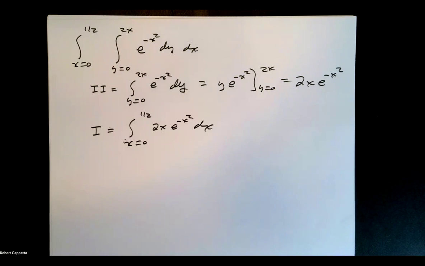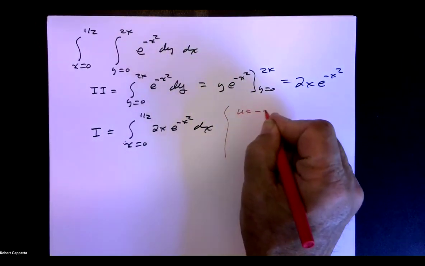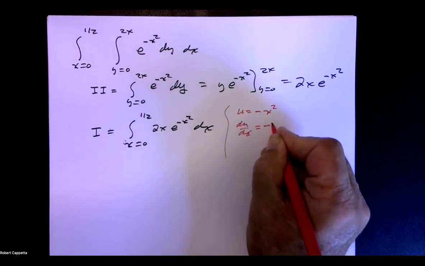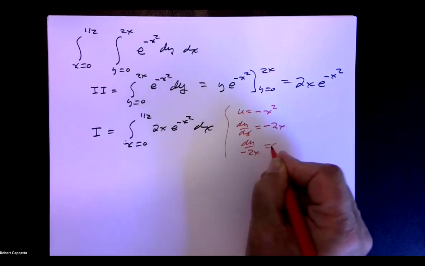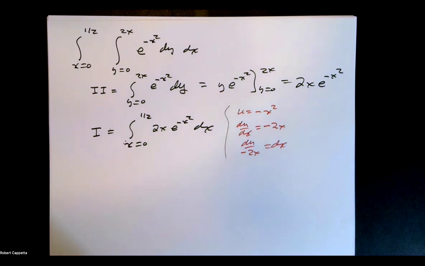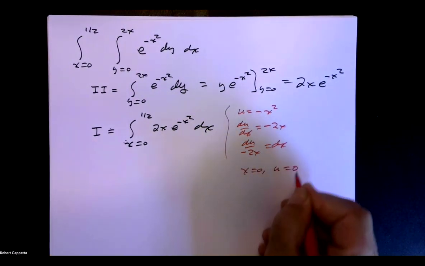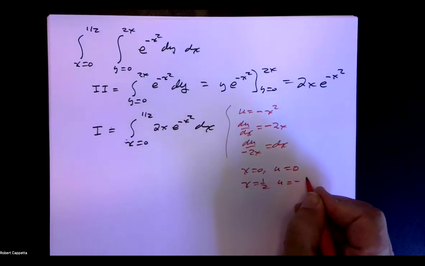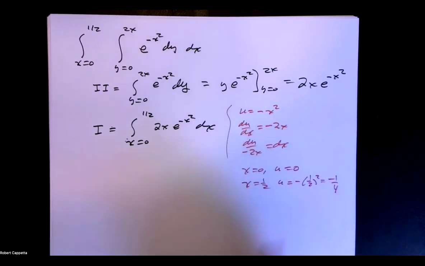And then this can be done with the u substitution. So we'll say u is negative x squared. Du dx is negative 2x. Du divided by negative 2x equals dx. That'll be important. If x equals 0, u equals 0. If x equals 1/2, u equals negative 1/2 squared, which is negative 1/4. So let's go ahead and make that substitution.